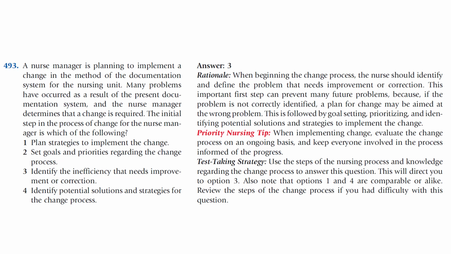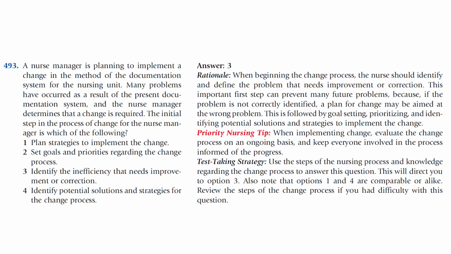493. A nurse manager is planning to implement a change in the method of the documentation system for the nursing unit. Many problems have occurred as a result of the present documentation system, and the nurse manager determines that a change is required. The initial step in the process of change for the nurse manager is which of the following? 1. Plan strategies to implement the change. 2. Set goals and priorities regarding the change process. 3. Identify the inefficiency that needs improvement or correction. 4. Identify potential solutions and strategies for the change process.